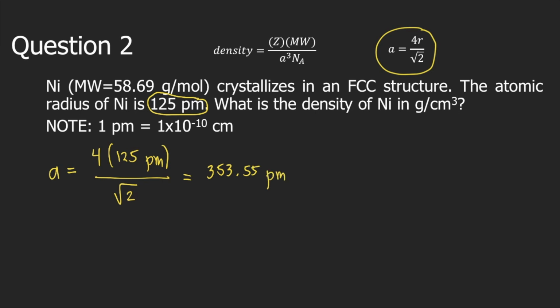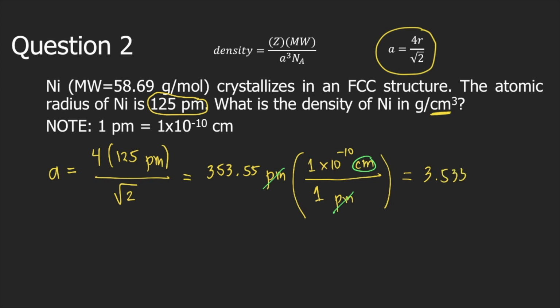353.55 picometers. However, we need to convert picometers to centimeters because the question is asking for the density in grams per cubic centimeters. In order to do that, we use the conversion given in the problem. 1 picometer is equivalent to 1 times 10 raised to negative 10 centimeters. So picometers will cancel and the unit becomes centimeters. 353.55 times 1 times 10 raised to negative 10 is equal to 3.5355 times 10 raised to negative 8 centimeters. So this is our edge length.